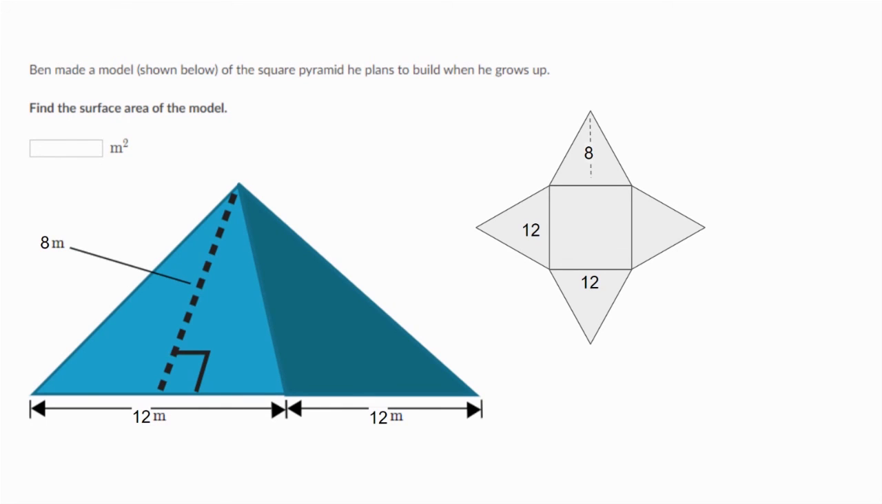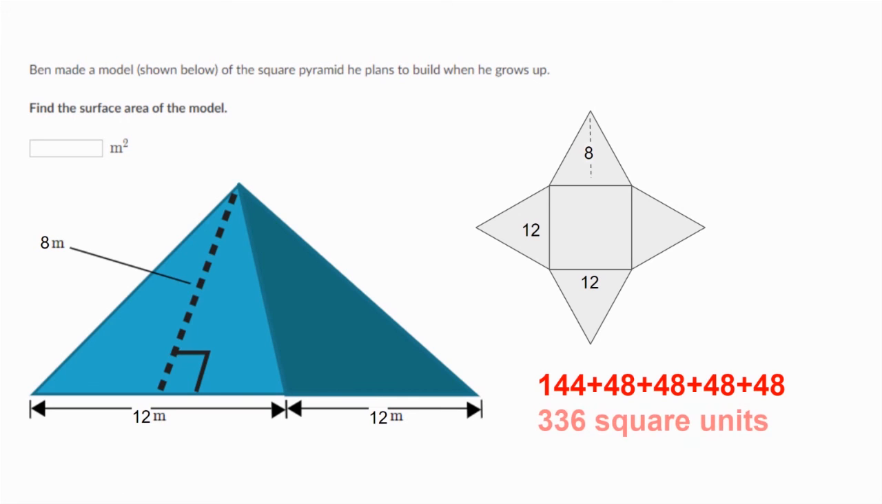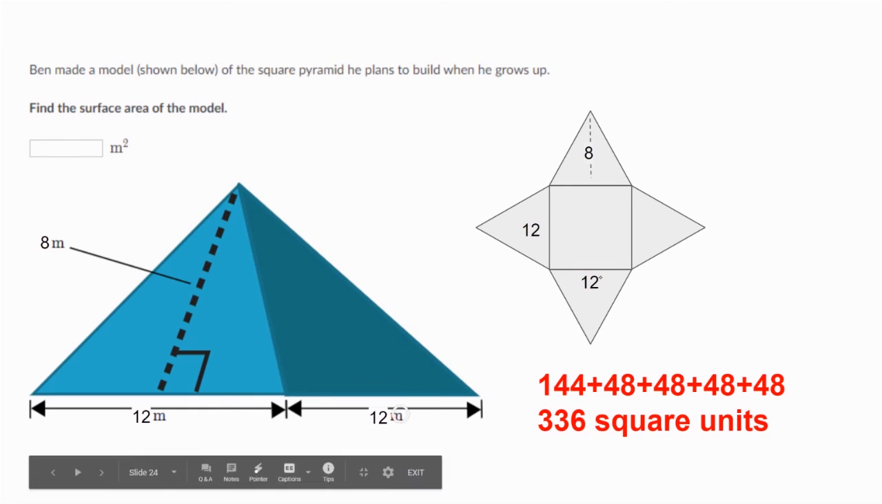So again, if it doesn't tell you lateral or total, it's always going to be total. So I'm going to find the area of everything. So I know that this was 144 because 12 by 12 is 144. I know that a triangle is 1/2 base times height, so 1/2 12 by 8 is 48. There's 1, 2, 3, 4 of them, so that's why I wrote this right here, 144 plus 48 plus 48 plus 48 plus 48. Type it in the calculator, and I get 336 square units, and this would actually be meters squared.